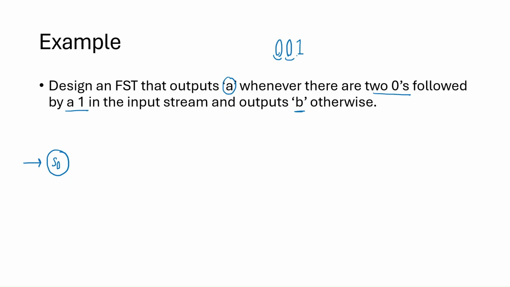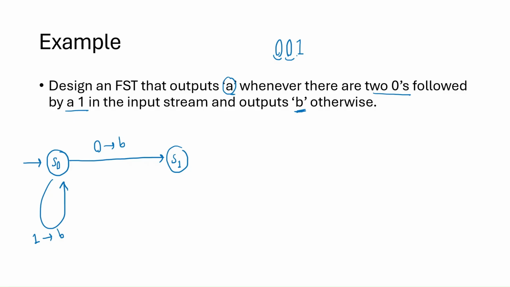Okay, so starting from S0, if the first symbol is a 1, that doesn't help me progress in creating 0, 0, 1. So with a 1, I stay here. And since I haven't seen the pattern 0, 0, 1, I am supposed to output a B. I output an A only when I see 0, 0, 1. Now, if I am at S0 and I see a 0, that's improvement. That's progress towards 0, 0, 1. So I need to remember that by going to another state, S1. But again, remember that this is progress, but I'm still waiting for the second 0 and the 1. So I haven't seen the full pattern. So I still output a B.